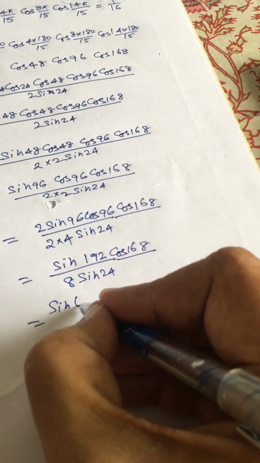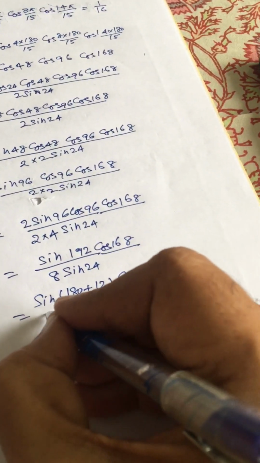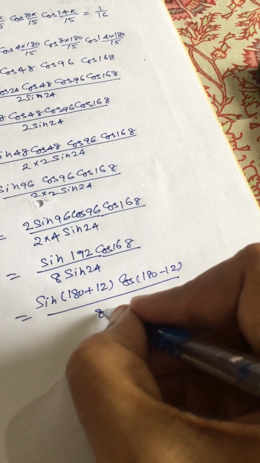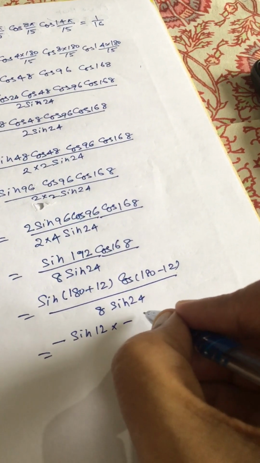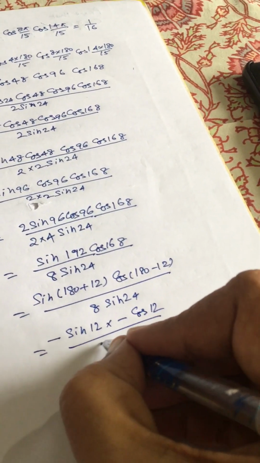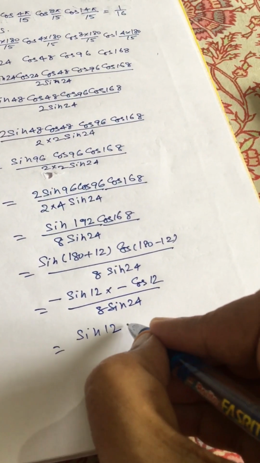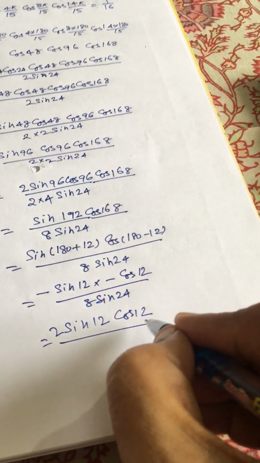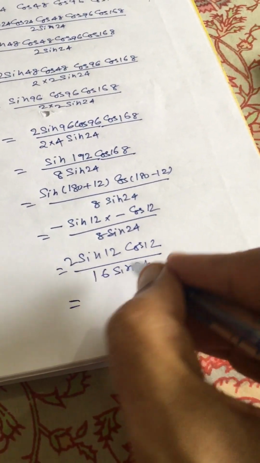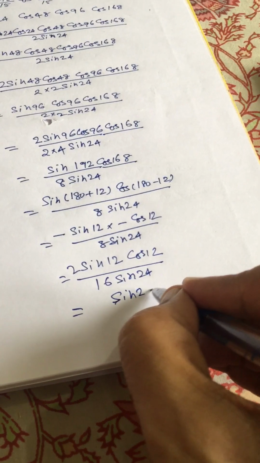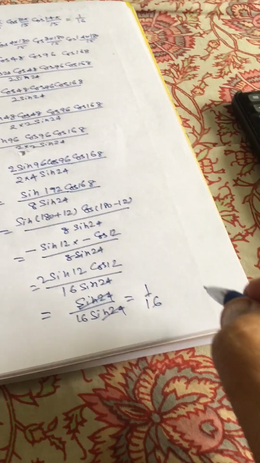This we can write sin (180 + 12) and this becomes cos (180 − 12), divided by 8 sin 24. So this becomes minus sin 12 and this becomes minus cos 12, divided by 8 sin 24. So this we can write sin 12 into cos 12 multiplied by 2, so this becomes 16 sin 24, and 2 sin 12 cos 12 is sin 24, divided by 16 sin 24. So this sin 24 cancels sin 24, we are left with 1/16 and this is our RHS.